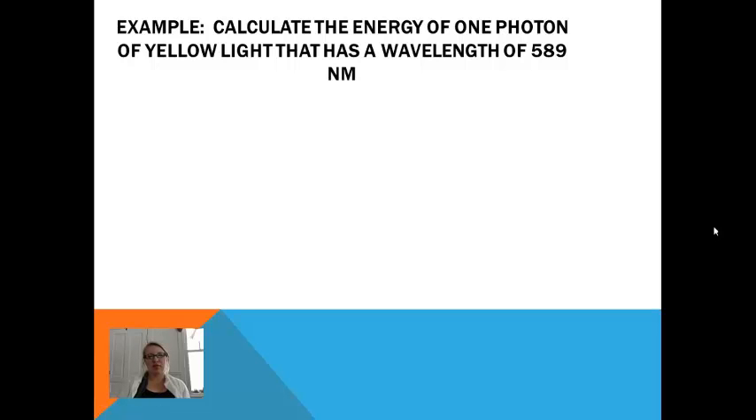So here's an example of a problem you might encounter. Calculate the energy of 1 photon of yellow light that has a wavelength of 589 nanometers. So you know the wavelength, so you can find the frequency, and then from the frequency and Planck's constant, you can find the energy.